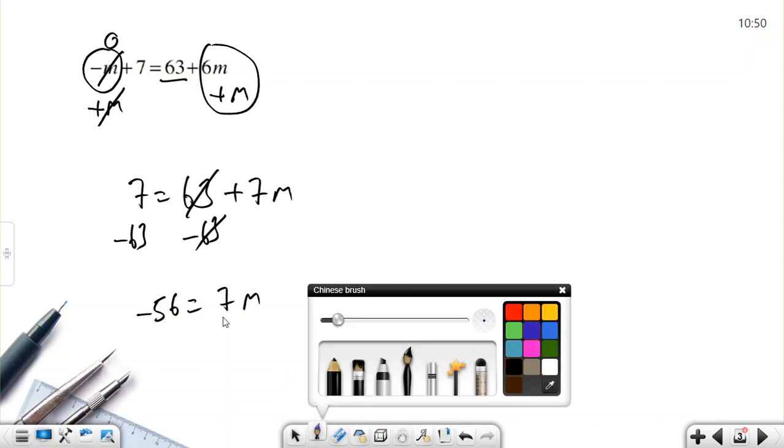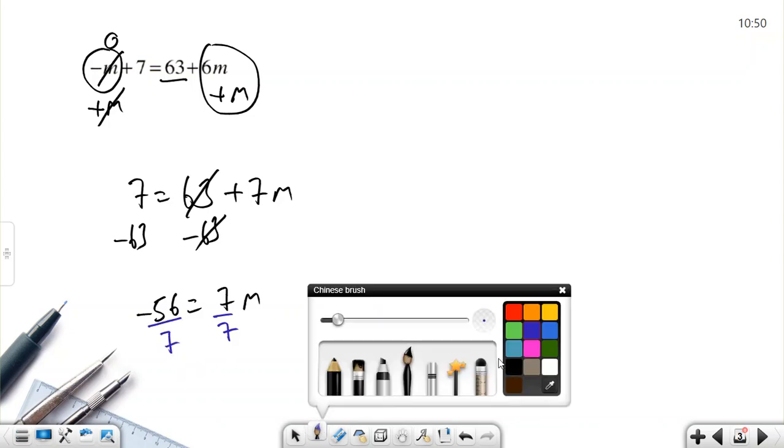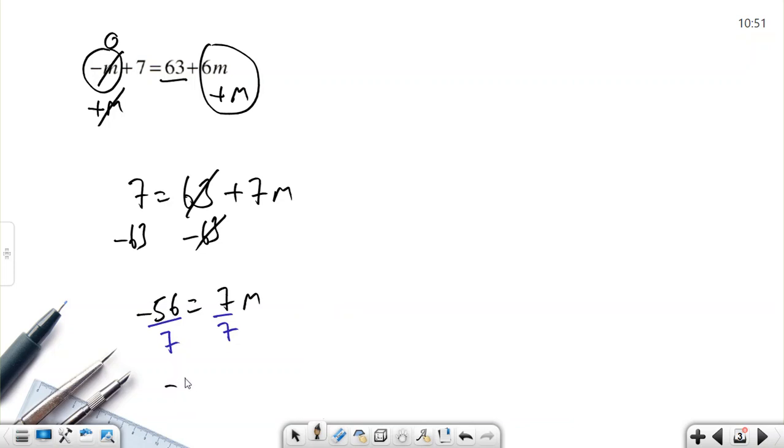I want only m. So I can simplify by division, because this is 7 times m. If I divide 7 by 7, it will be only 1m. So I need to do the same operation on the left hand side. Minus 56 divided by 7 is negative 8. It's equal 7 divided by 7, 1m. So I don't write 1m here. As you see, if I don't write it, it's already 1m. So m equals minus 8.